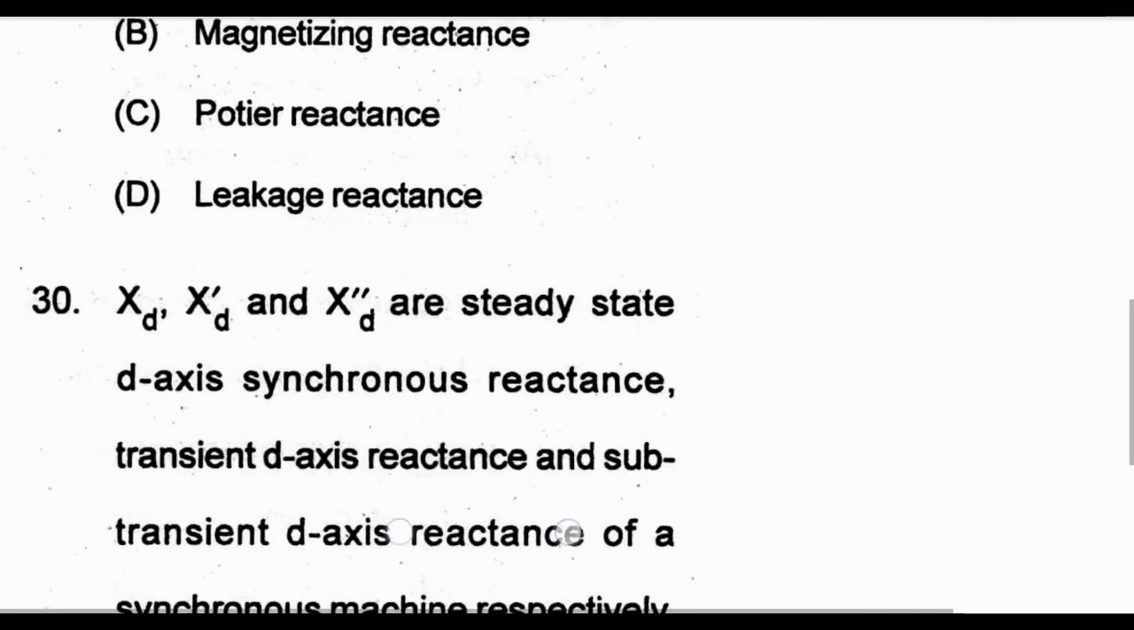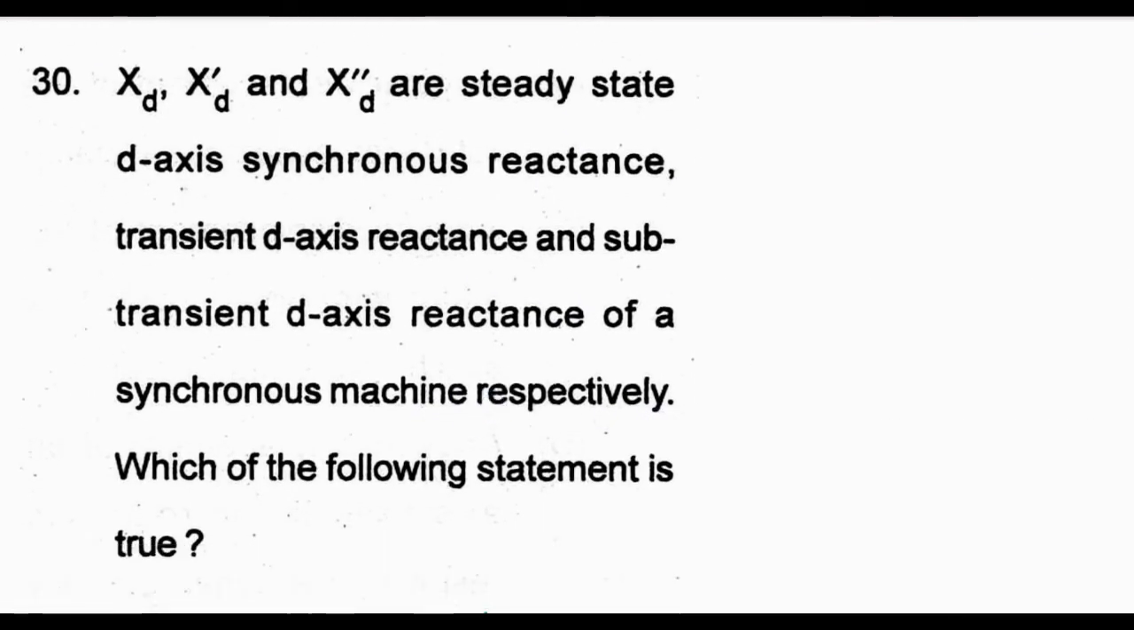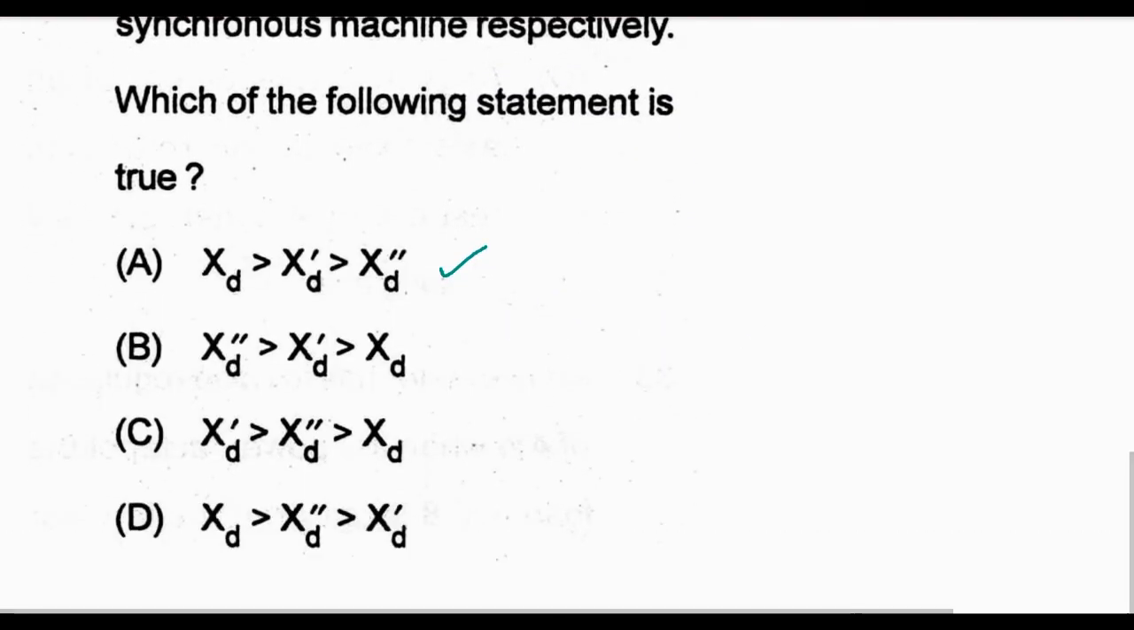Next question: Xd, Xd prime, Xd double prime are the steady state d-axis synchronous reactance, transient d-axis reactance and sub-transient d-axis reactance of a synchronous machine respectively. Which of the following statements is true? So here option A is correct, because this one is greater than this one, and then this one.